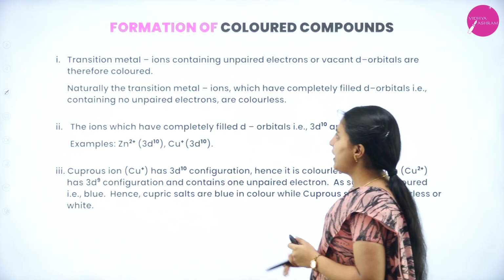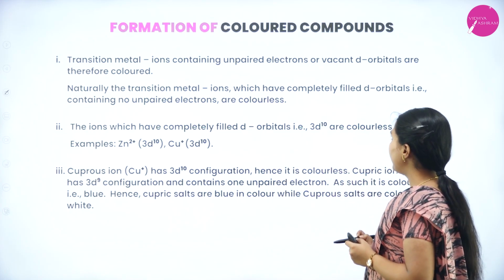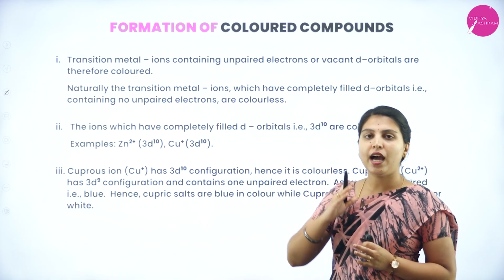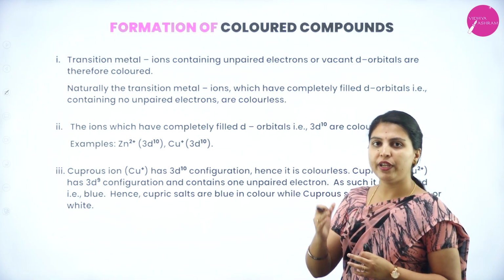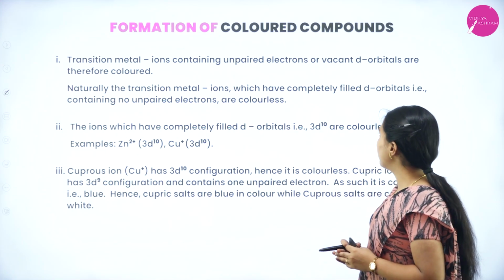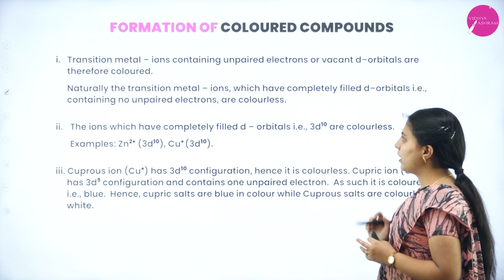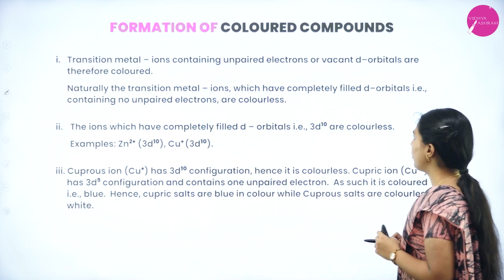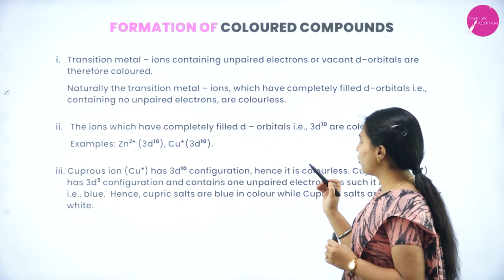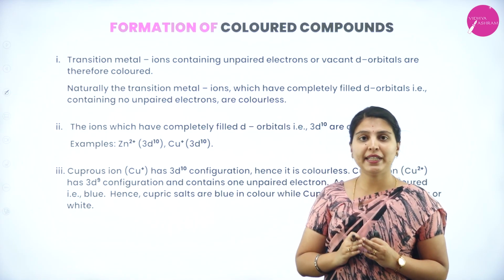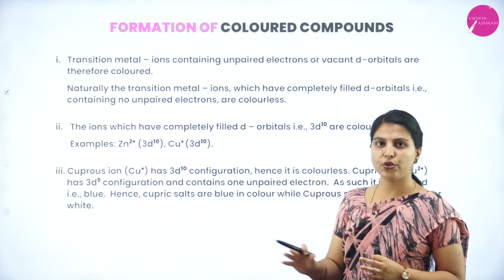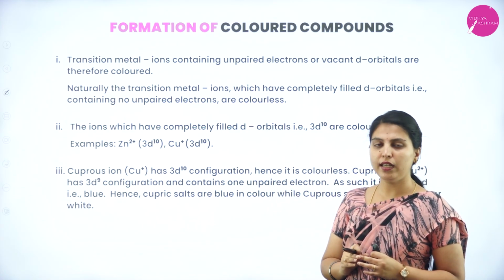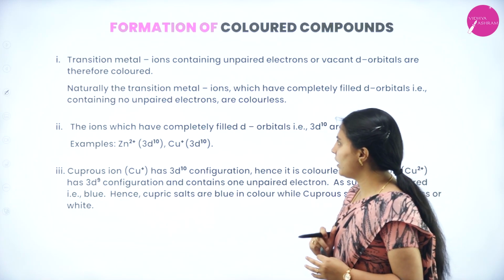Transition metal ions containing unpaired electrons or vacant d orbitals are therefore colored. Having unpaired electrons in the metal, it will absorb the light or wavelength and show the colored nature. Naturally, the transition metal ions which have completely filled d orbitals and don't have unpaired electrons are colorless. Only unpaired electrons in the d orbital show the coloring property.